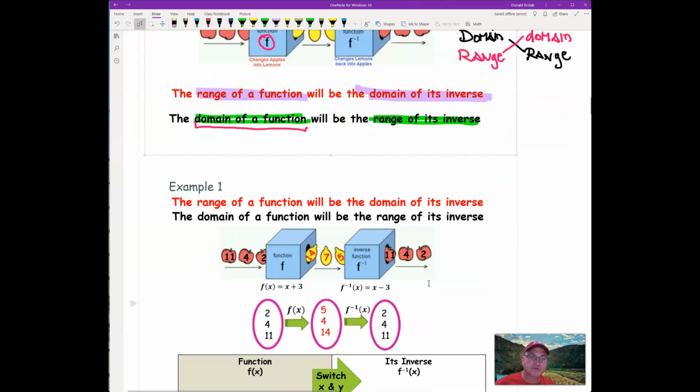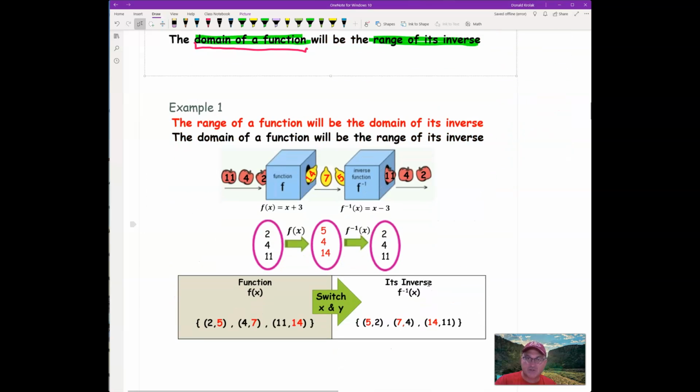All right, so here's another example. Now I've just made it an algebra example. We've got a function f of x, and it's x plus 3. What it does is take its inputs, which are 2, 4, and 11, and it adds 3. So the 2 turns into a 5, the 4 turns into a 7, and the 11 turns into 14.